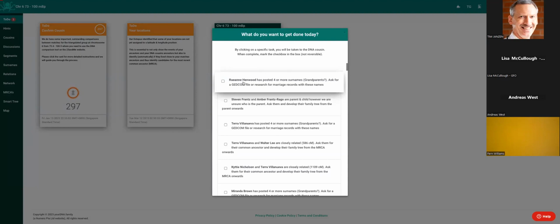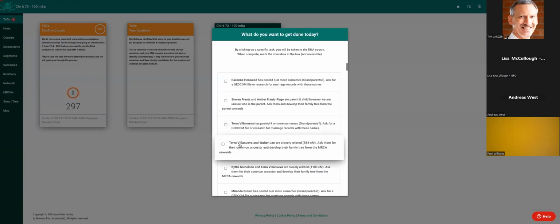For example, here, this Ryan Henwood, she has posted 4 or more surnames, right? And it gives the recommendation to ask that person for a GEDCOM file or research for marriage records with these names. And then the next one is Stephen, Franz, and Amber. Franz, Rago are parent and child. However, the app cannot figure out automatically who's the parent and who's the child.